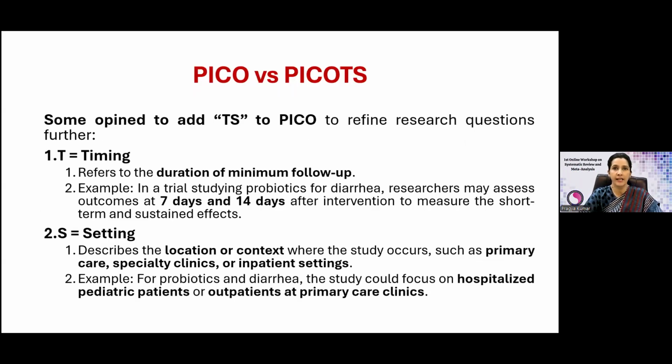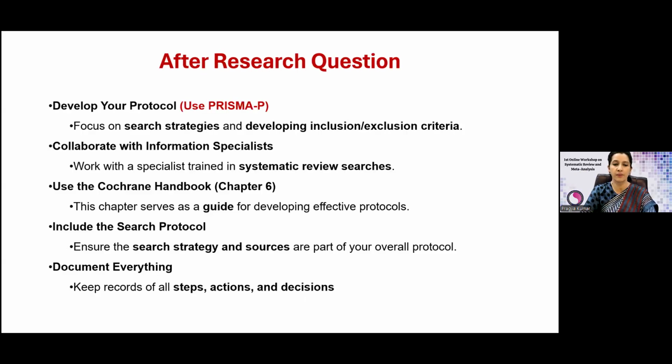Now, many experts say that in PICO, you should have this TNS also. So T is the timing, like we have just seen, timing of the intervention. Which study are you going to include? The studies which have done the outcome assessment after 7 days, or after 14 days, or both, or any time. In setting also, are you going to take the specialty clinic or IPD setting or community setting or a primary care setting?